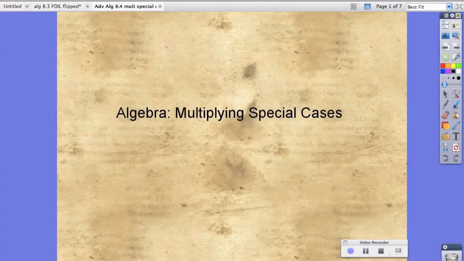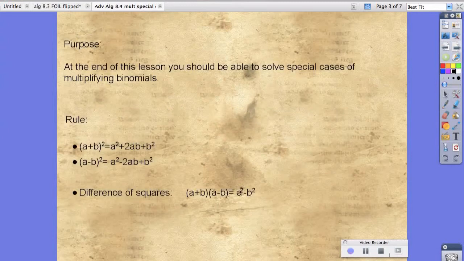Hello students, today in your algebra class we're going to be working on multiplying special cases. So at the end of this lesson you should be able to solve special cases of multiplying binomials. Now there are a couple of rules that we're going to take a look at.